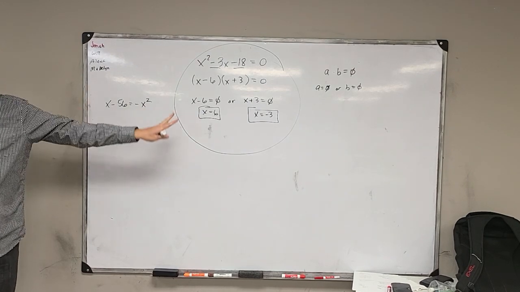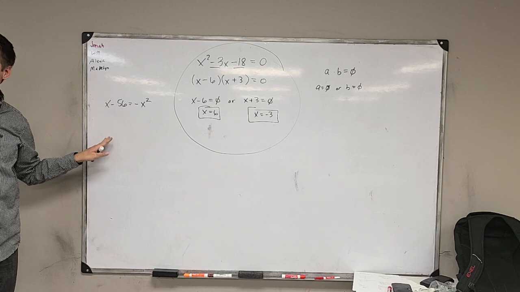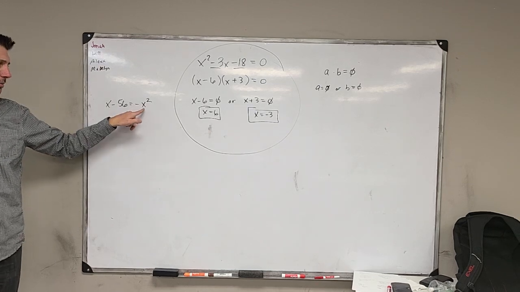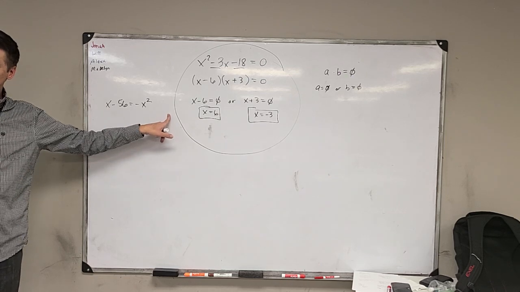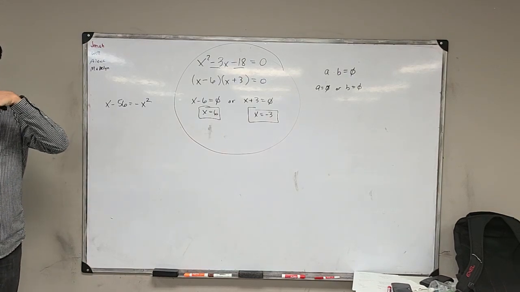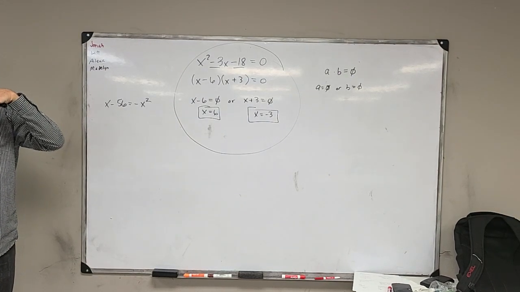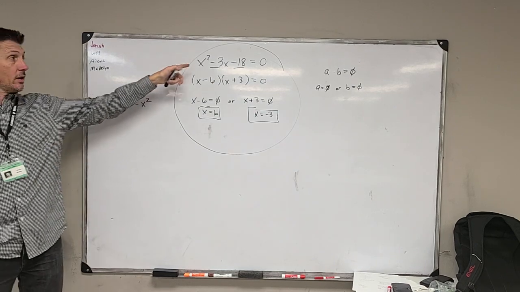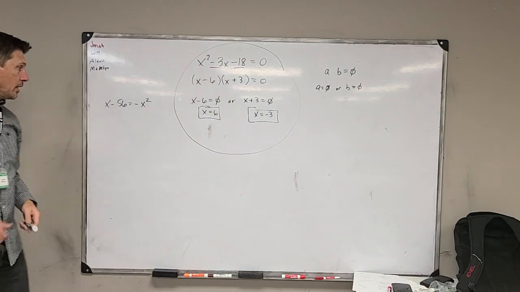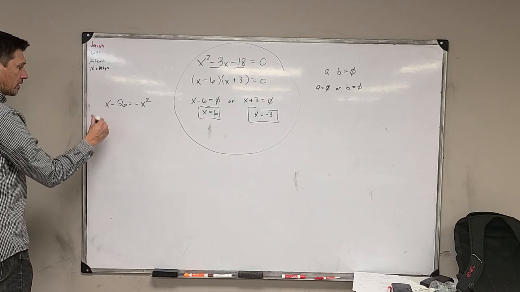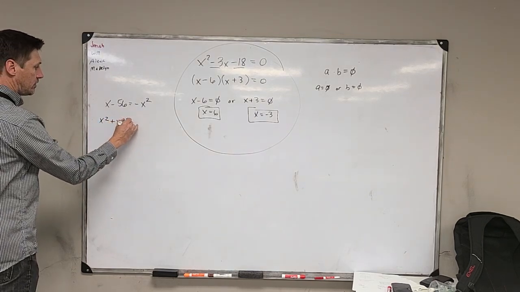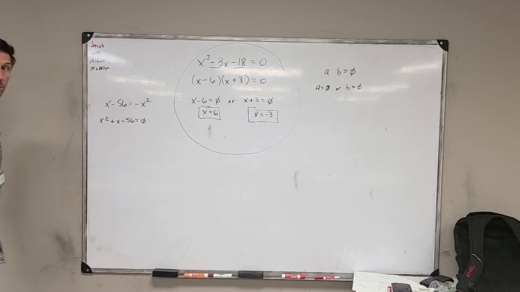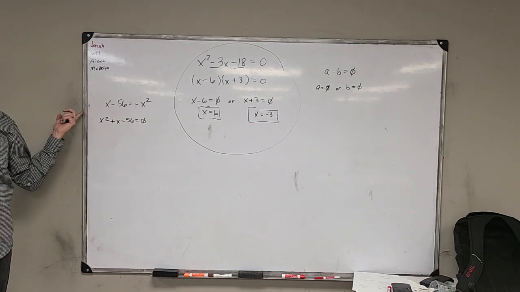I have to basically get everything on one side. I want 0 on one side and everything else on the other side. Why am I choosing to move this over to this side instead of moving these two guys over to this side? Because you want the one that's squared in front. I want it in the front and I want it to be positive, right? So I'm going to move this guy over here, and so when I do that, I get x squared plus x minus 56 equals 0, right? Because when I move it to the other side, I have to change the sign.